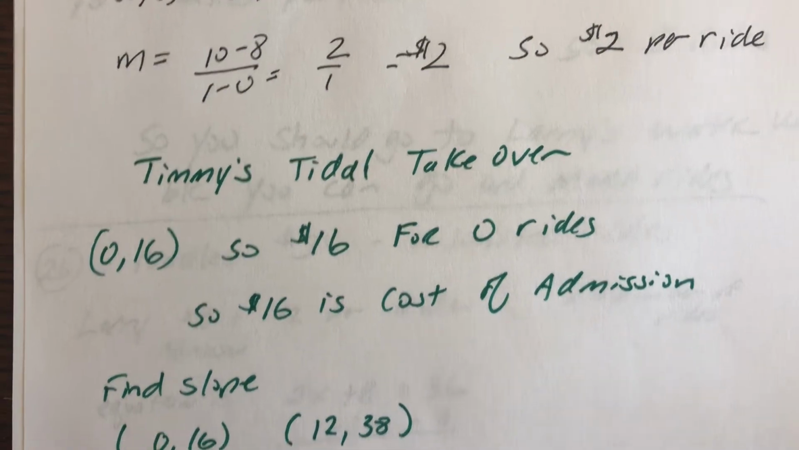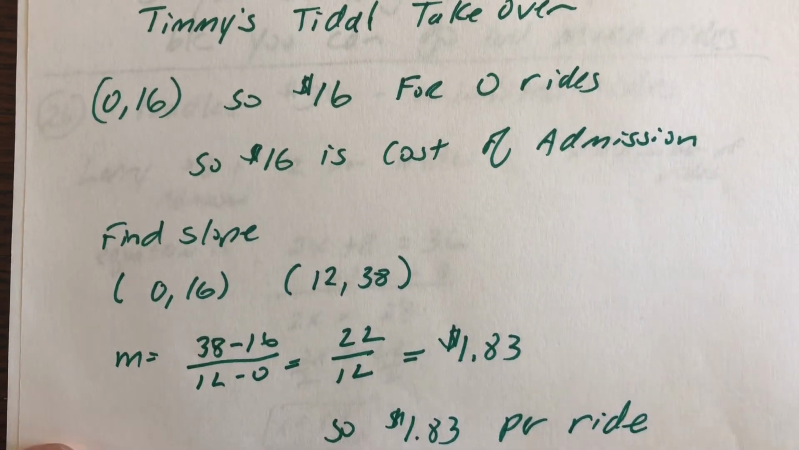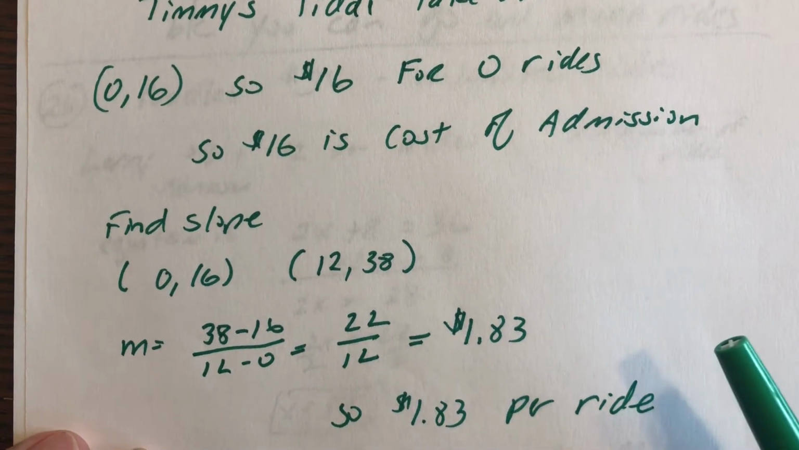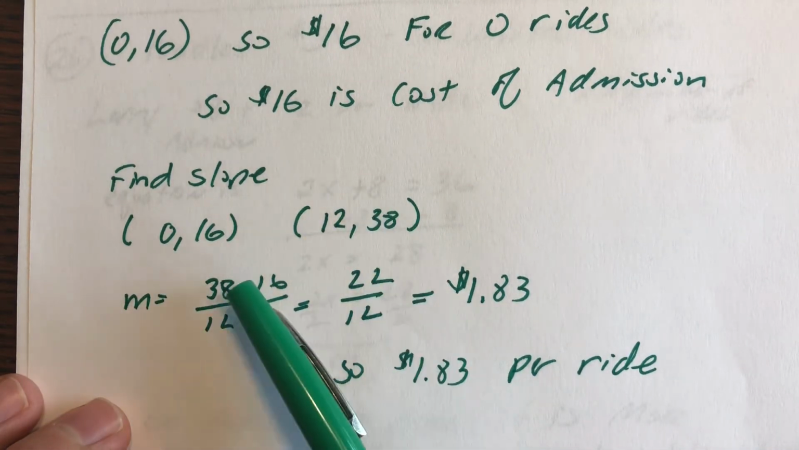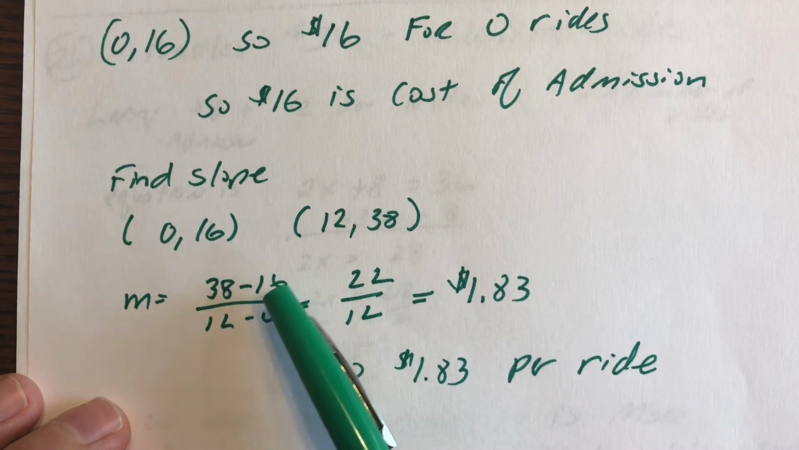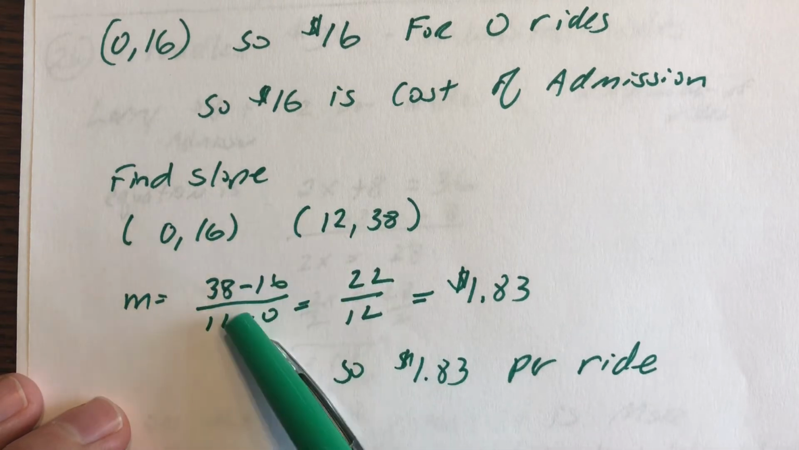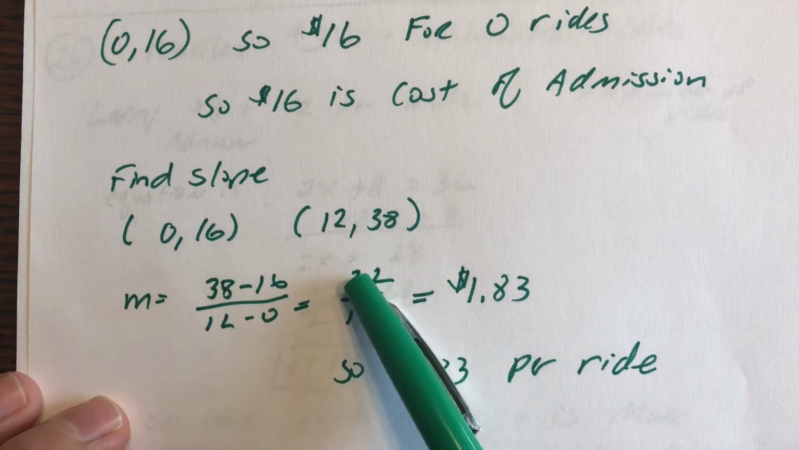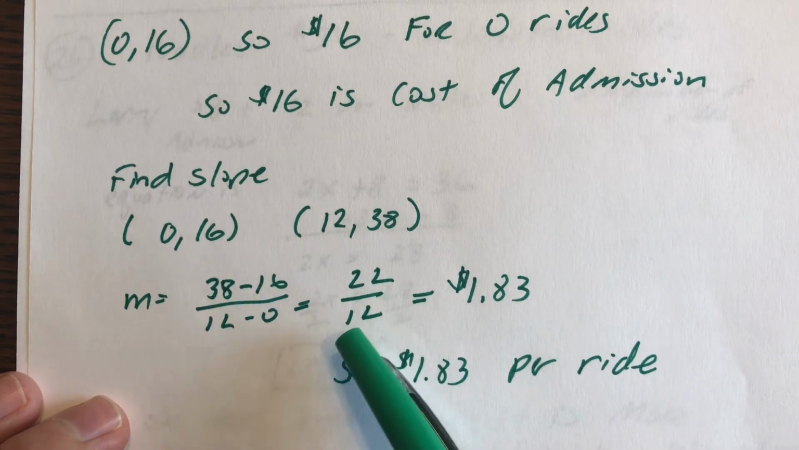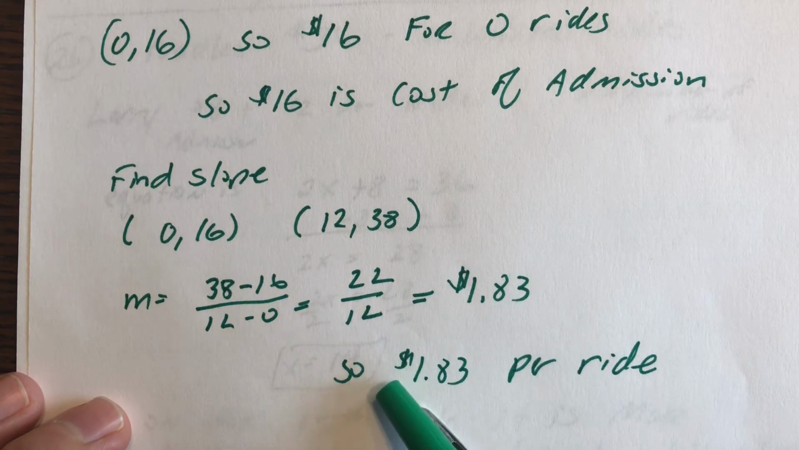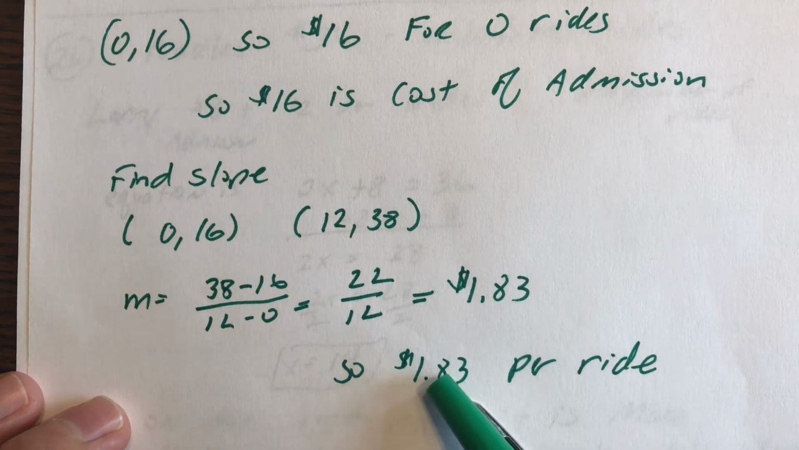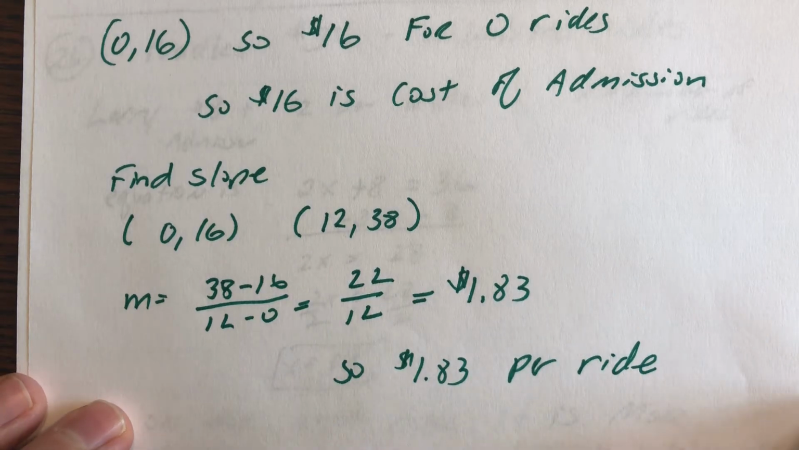So there are my two points for my slope, (0, 16) and (12, 38), and the same formula. y sub 2 is the 38 minus y sub 1, which is your 16, over x sub 2, 12, minus x sub 1, 0. So 38 minus 16 is 22, and 12 minus 0 is 12. When I divide 22 by 12, I get 1.83. So that's $1.83 per ride at Timmy's Tidal Takeover.